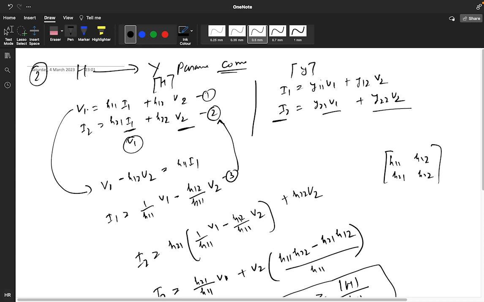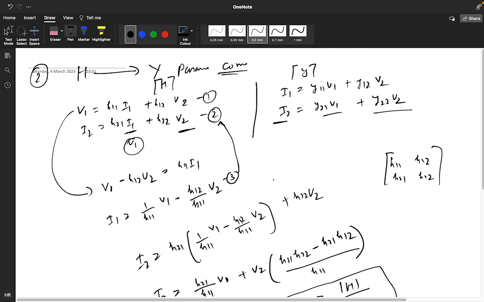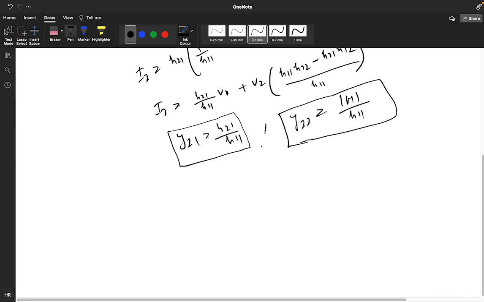What we are doing here is simply substituting the equation V1 is equal to H11 I1 plus H12 V2. We know the particular equation of a Y parameter, and we are just converting this into that form and comparing it with the original general equation. So we are getting the equation like this.